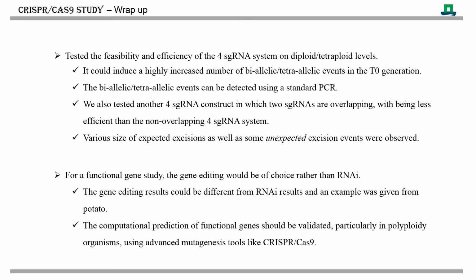It will require careful consideration for RNA interference experiments. In particular, in polyploid organisms which contain multi-copy number genes, the computational annotation of functional homologs or orthologs should be validated using advanced mutagenesis tools like CRISPR-Cas9.